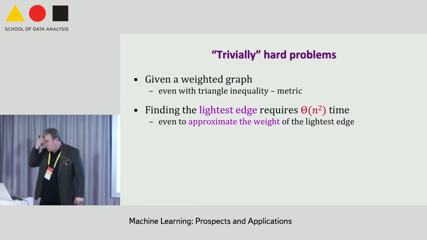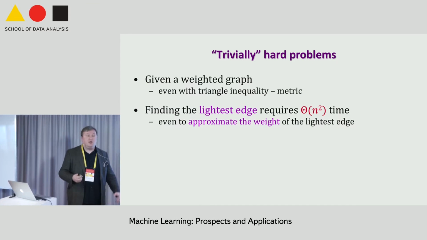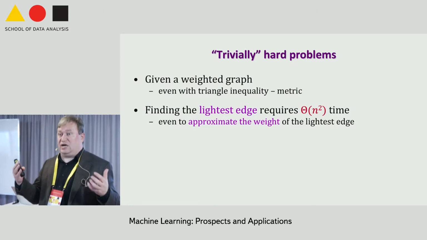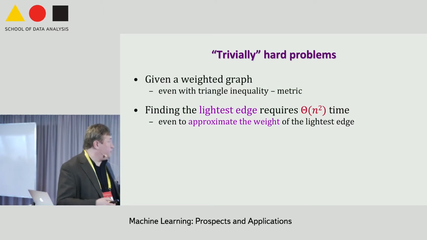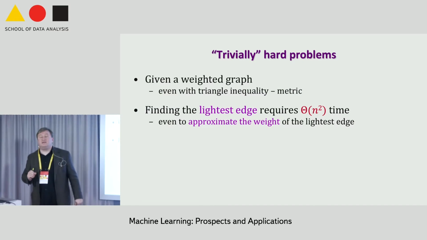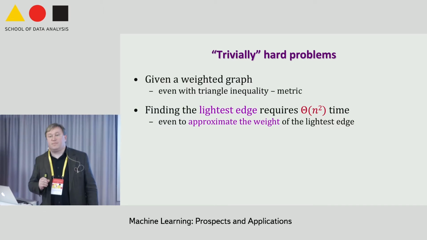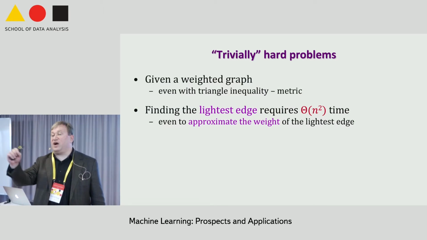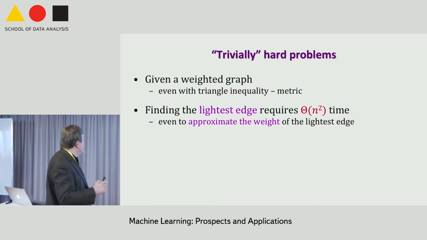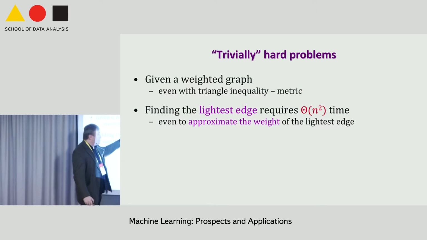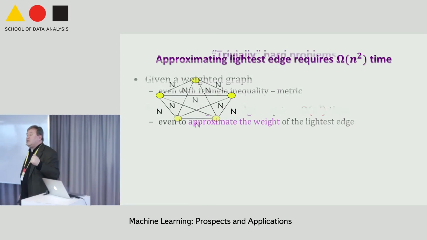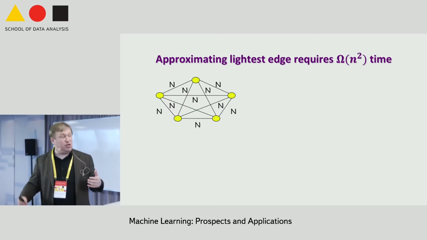Now, I want to give you 2 examples, again of why sublinear time is difficult. So there are trivially hard problems. And one of the trivially hard problems is the problem, again in metric graphs, of finding the lightest edge in the graph. So I have a graph, and I want to find the lightest edge in the graph, and the graph satisfies the triangle inequality. And I'm claiming that this task requires checking essentially all the edges.